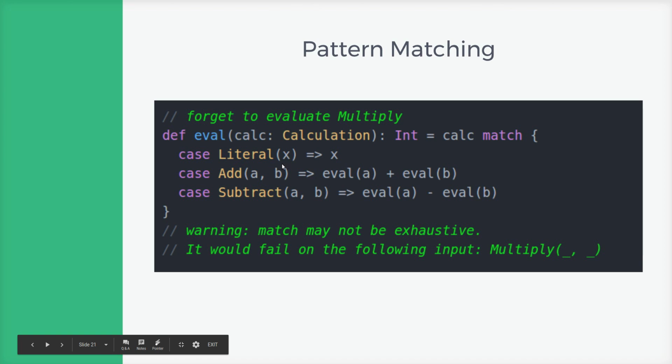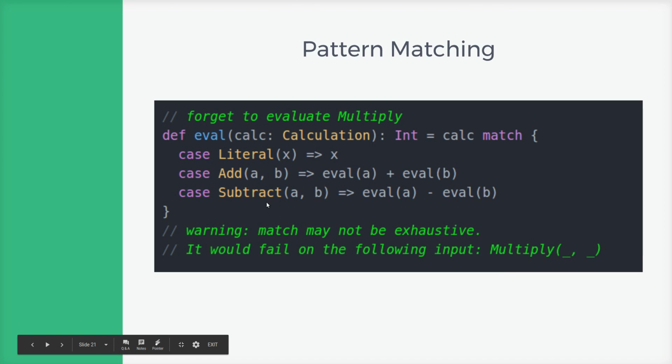And notice that we are extracting the argument from the literal. In this case, it means that evaluating a literal, the result is only the value from the literal. And supposing that we need to evaluate the add operation, we are extracting both arguments. We are extracting the a and we are extracting the b. This is very, very powerful. And in this case, we can evaluate every calculation in isolation and perform a sum on the two results.